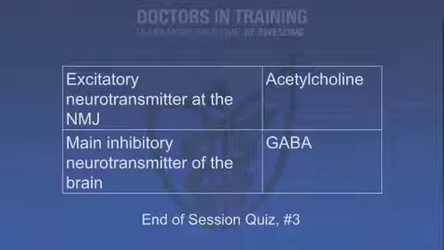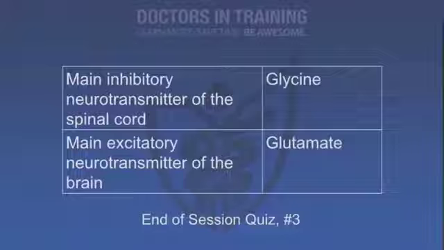Next question. What neurotransmitter fits the following description? Excitatory neurotransmitter at the neuromuscular junction, that's going to be acetylcholine. Main inhibitory neurotransmitter of the brain, GABA. Main inhibitory neurotransmitter of the spinal cord, glycine. Next, main excitatory neurotransmitter of the brain, that's going to be glutamate. Now we've gone over that twice now, so you should know all those neurotransmitters.